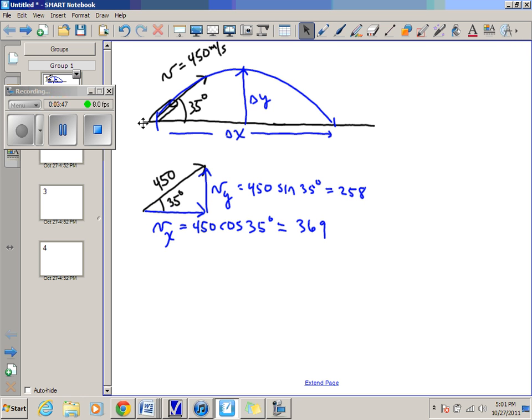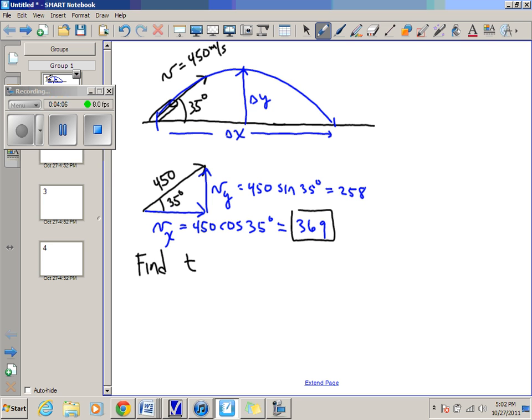So let's first try to think about how far this projectile is going to go. How far would it go? And to do that, the first thing we need to figure out is how long it's going to be in the air for. I know it's going to go this speed, v sub x, the entire time it's in the air. But how long is it in the air for? So let's go ahead and find t.